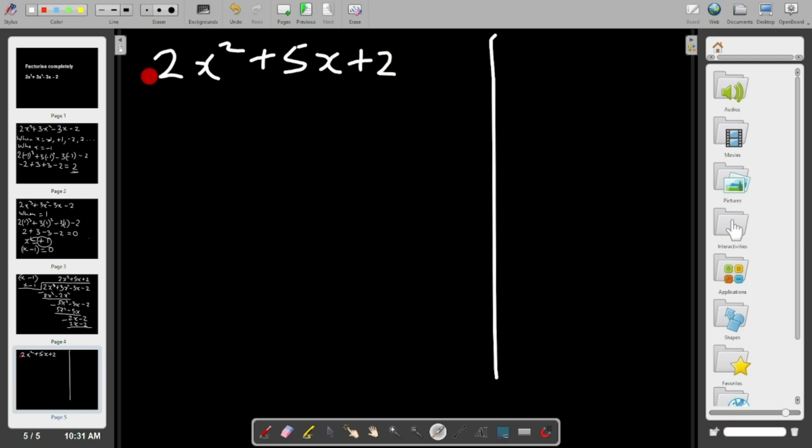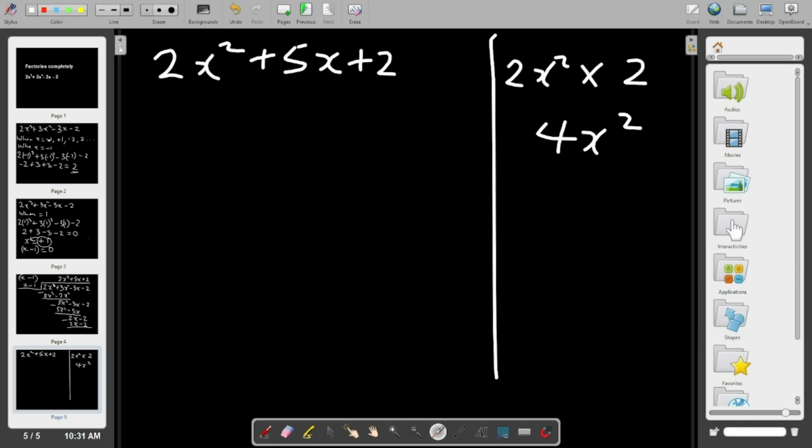So you multiply, what are they? 2x squared and plus 2. So let's multiply the two of them so that you now have 2x squared times plus 2. That will give us 4x squared. Now, what we are expected to do is to look for two factors so that if you multiply them, they'll give us plus 4x squared. But if you add them, they'll give us the middle term, which is plus 5x.